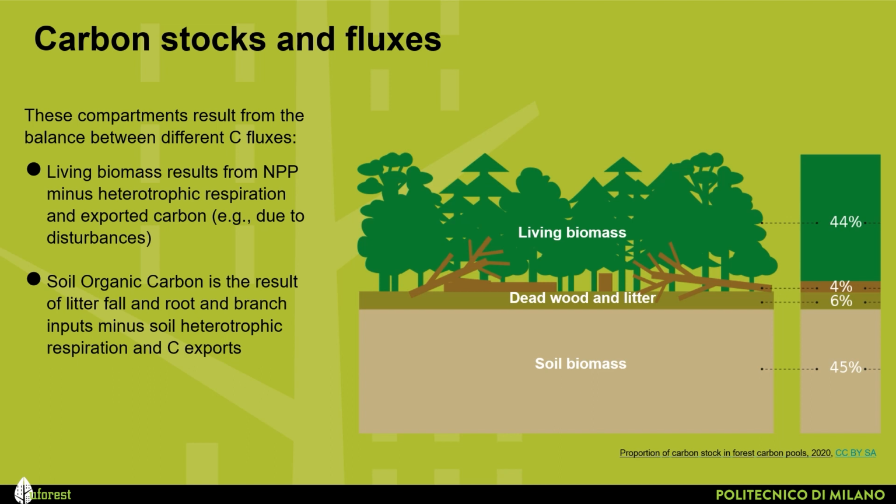This compartment results from the balance between different carbon fluxes. Both above and below ground biomass are the outcome of net primary production minus heterotrophic respiration and exported carbon, for example, due to disturbances. Soil organic carbon, in contrast, is the result of litter fall and root and branch inputs minus soil heterotrophic respiration and carbon exports. Both living and soil biomass usually are of similar importance in forest ecosystems.